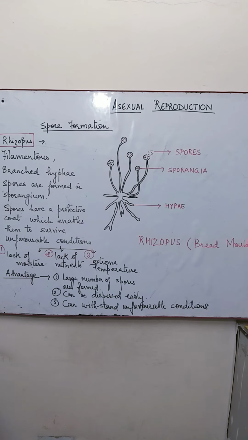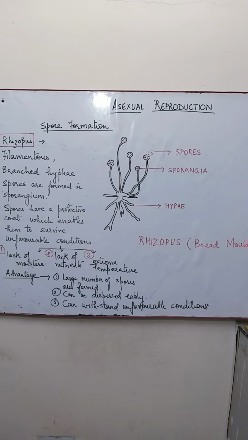Now, on the return of the favorable condition, the spores are freed after the bursting of the sporangium. You can see over there, the spores come out after the sporangium has burst. So when it bursts, it releases spores, and these spores land on a favorable environment, and then they tend to grow and develop more individuals.